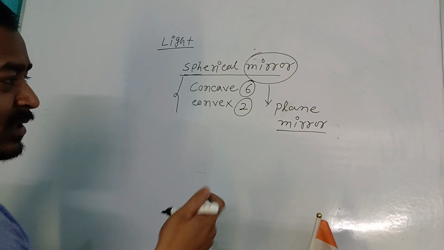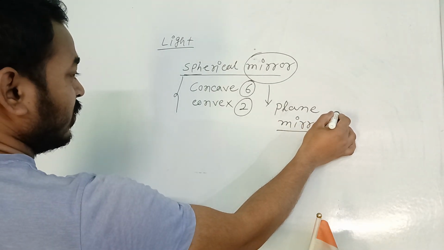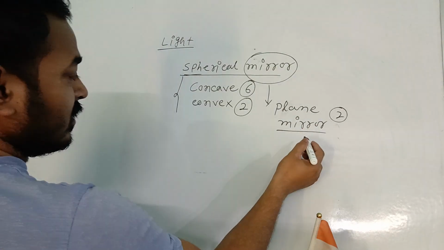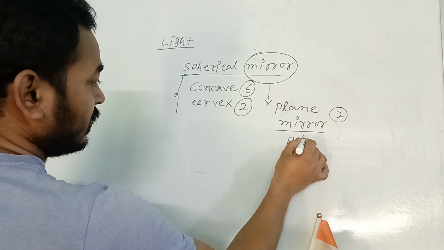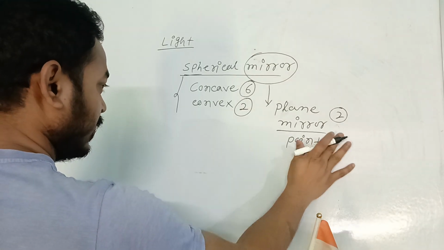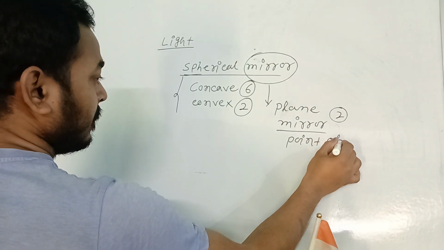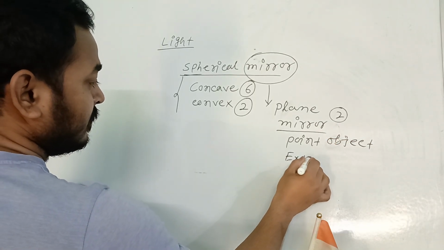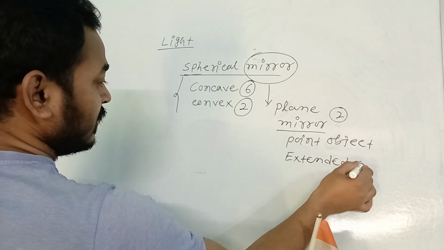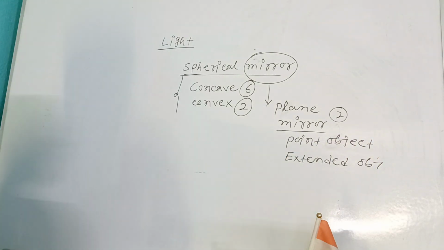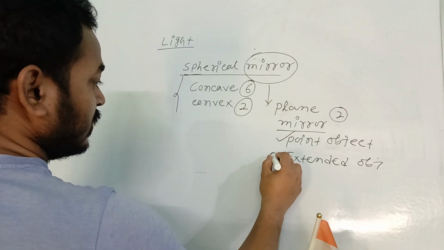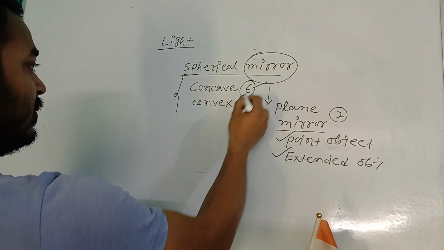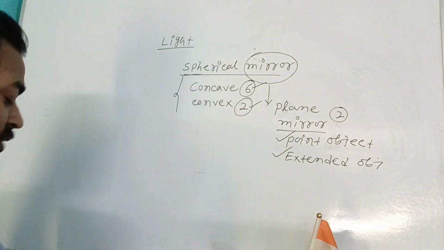And for plane mirror, 2 ray diagrams are enough: one for point source, another for extended source. Okay, so for plane mirror, one for point object, or point source, and another for extended object. In case of concave, a total of 6 ray diagrams. In case of convex, we have a total of 2 ray diagrams.